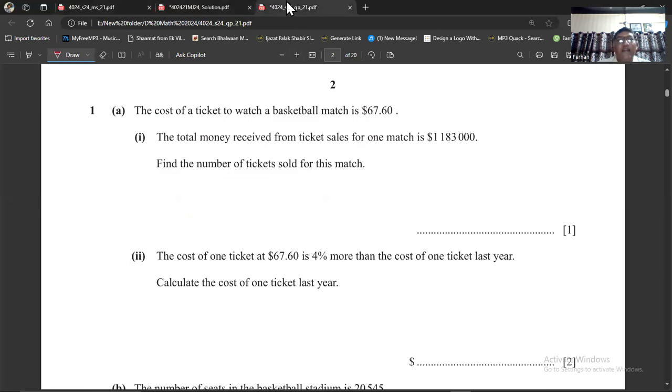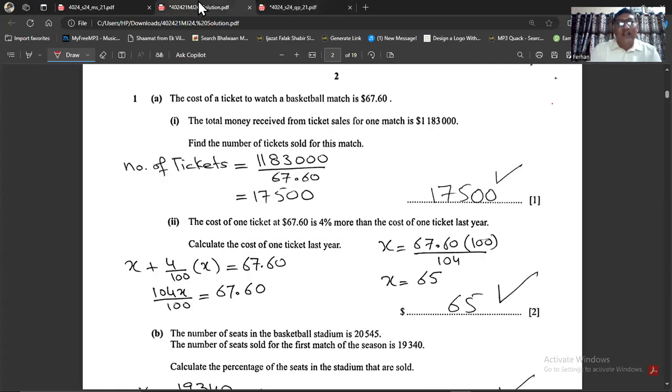Okay, question number 1, A part, its second portion. The cost of one ticket at $67.60 is 4% more than the cost of the one ticket last year. Calculate the cost of the one ticket last year. So it's 4% more than the cost of the one ticket last year. Suppose last year's price was X dollars, and now the price has increased 4%. So we will have X plus 4% of X, and that is equal to 67.60.